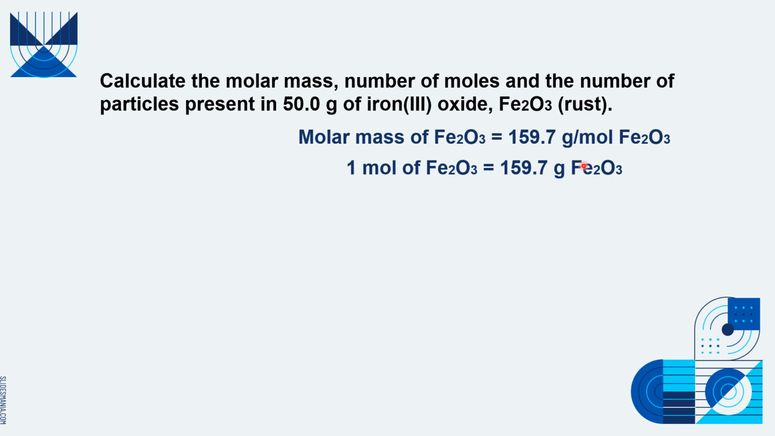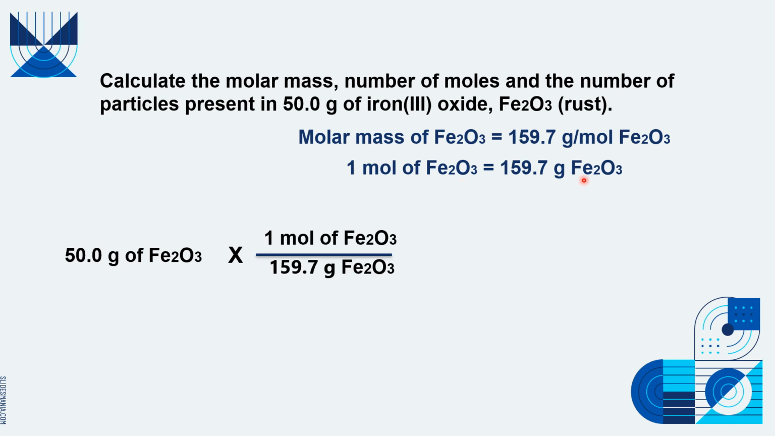So since we get the molar mass of that iron oxide, we can now compute for the number of moles of iron oxide in a given 50 grams of iron oxide. So 50 grams of iron oxide times, in every 1 mole of iron oxide, there is how many grams? There is 159.7 grams of iron oxide. Saan galing to ulit? Ito yung kinompute nating molar mass ng iron oxide.